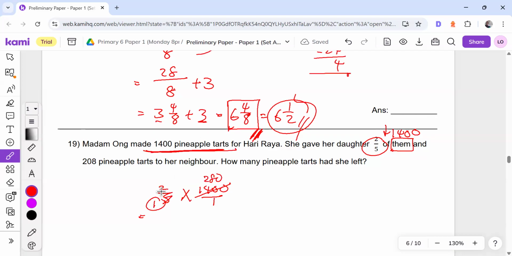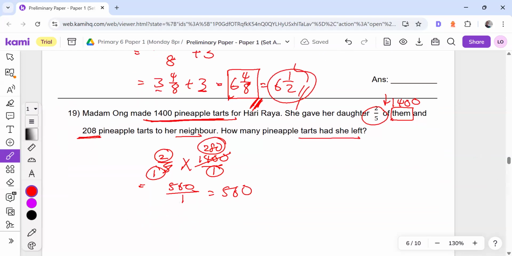Then when the denominators are 1, there's nothing else to cancel. So 2 times 280 is 560. 1 times 1 is 1. So how many did she give her daughter? 560 pineapple tarts. And she also gave 208 tarts to her neighbor. How many tarts left? Then what do you do? You take 1,400 minus 560 minus 208.